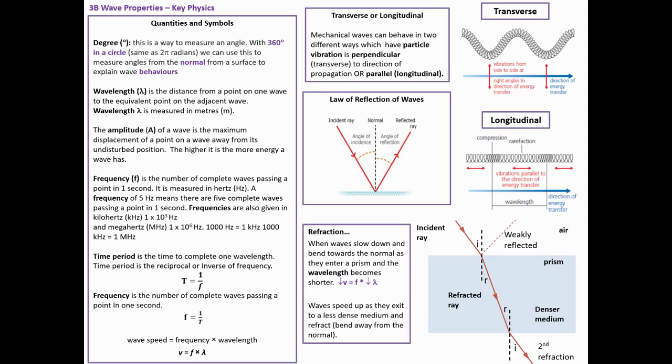Okay, so it's iGCSE Physics, a little introduction to Section 3B, wave properties. So we've got a lot of little terms here. We've got degrees, how we measure an angle: 360 degrees in a circle, same as 2 pi radians. Use that to measure angles from the normal to a surface to explain wave behaviors.